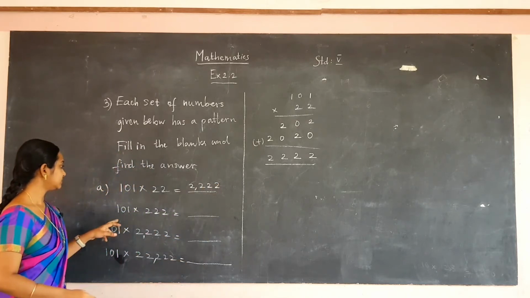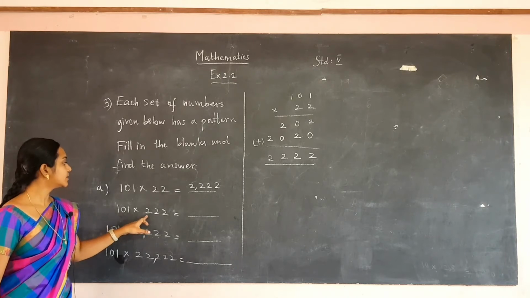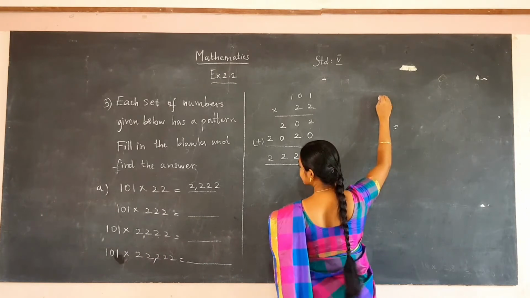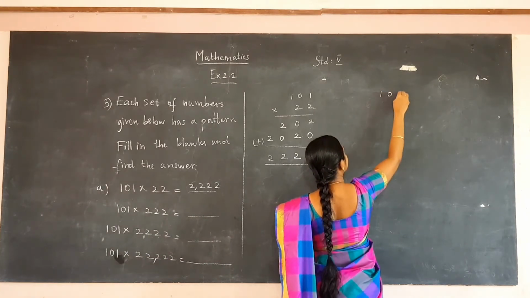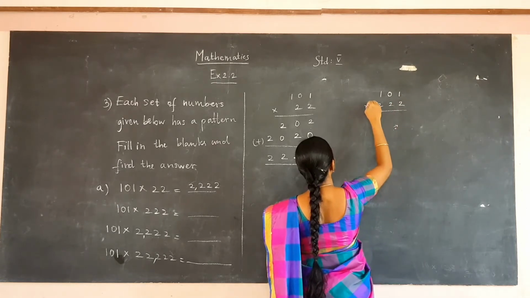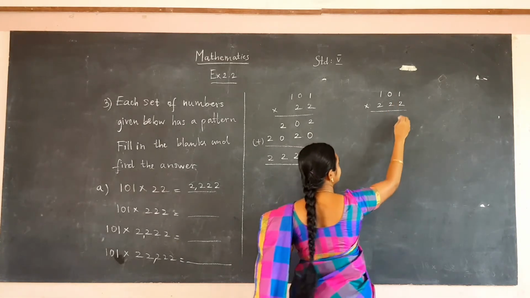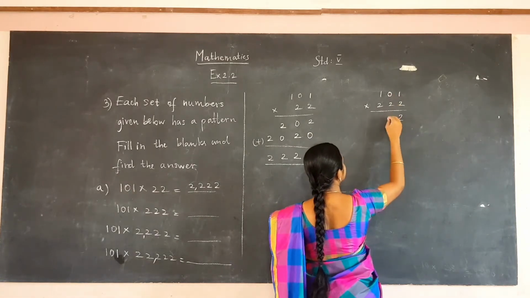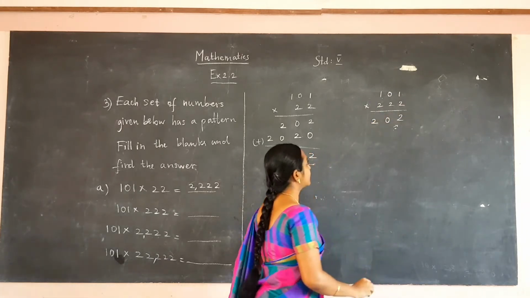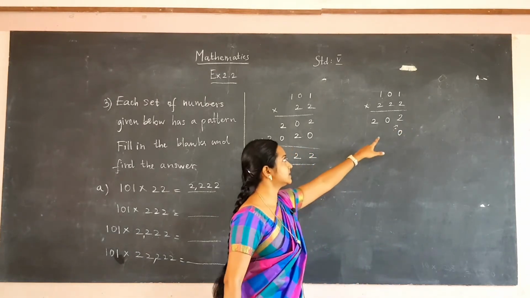2222. Now we are going to multiply 101 and 222. One into 2 will be 2. 0 into 2 will be 0. 1 into 2 will be 2. Now we are going to write the second line. So put 0 in the first place and start writing from the second place.